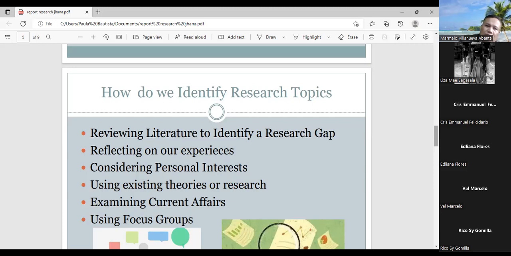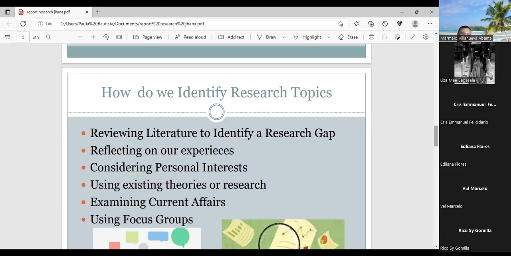Then considering personal interest. When thinking of a research question, you may also be inspired by interests that are personal to you. It may be that you have read something or may something na nakafa-fascinate sa'yo na gusto mong i-further pa yung research doon. Next is the use of existing theories or research. It may be that you have read a theory or a study and thought of ways kung paano mo pa siya mabuild. Or pwede rin na may na-read ka pero nag-disagree ka dun sa theory na yon and makakaisip ka pa on how you can improve or extend yon sa different aspect.